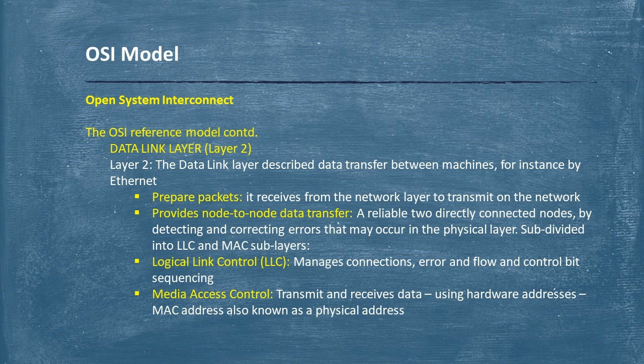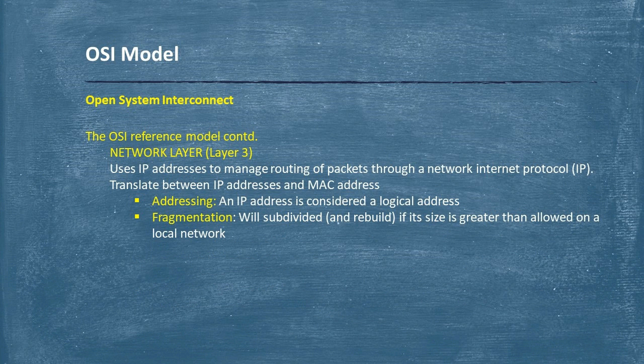LLC, logical link control, manages the connections, errors and flow control, and also controls bit sequencing. Media access control transmits and receives data using the hardware address. This is an example of a hardware address. It looks like this. It is called a MAC address, also known as the physical address. Now let us go to the next layer, which is the network layer. The network layer uses IP addressing to manage routing packets through the network.